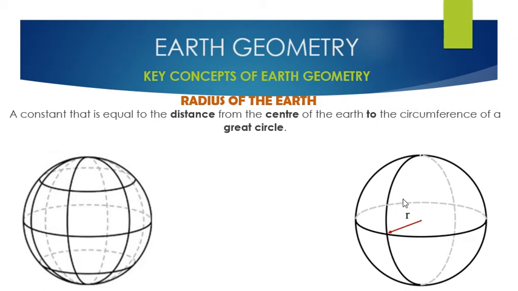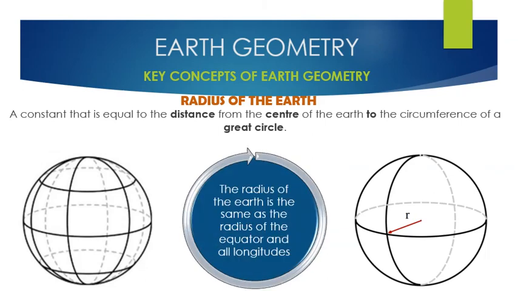In this diagram, we've got the equator and the prime meridian being used to show what we mean by the distance from the center of the Earth to the circumference of the great circle. Now, you should understand that the radius of the Earth is the same as the radius of the equator and all longitudes. For latitude, it's only the equator, but for longitudes, all of them are equal to the radius of the Earth. This is simple, as it's illustrated in the diagram here. You can see no matter where the longitude is, it will be still taking full length. If we get one here, you can see it will move from this point until that point, passing through the center. So because of this, all longitudes will have their radius equal to the radius of the Earth.